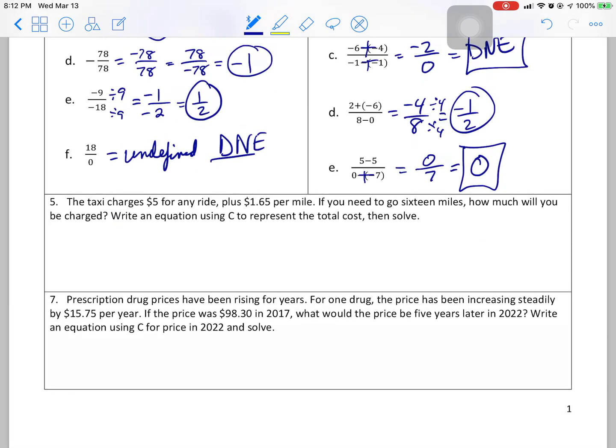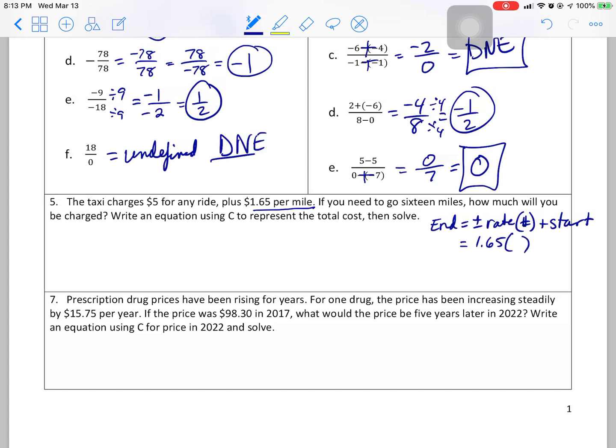All right, here's some word problems. The taxi charges $5 for any ride plus 1.65 per mile. Right there, that tells you this is a rate problem. The formula for a rate problem, one of them, you don't have to do it exactly like me, is the end is going to equal plus or minus a rate times the number of something plus the start is the shorthand version of that. So if the rate is a positive 1.65, it goes there.